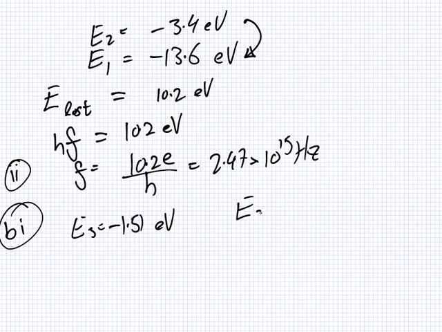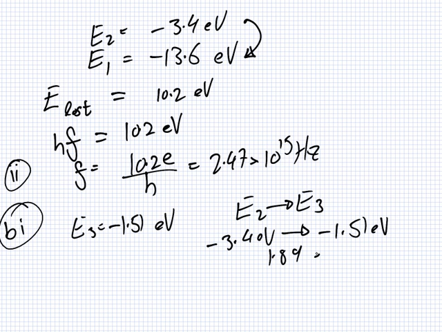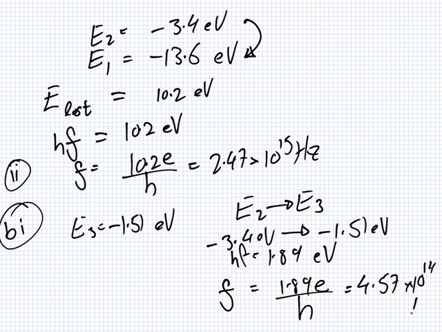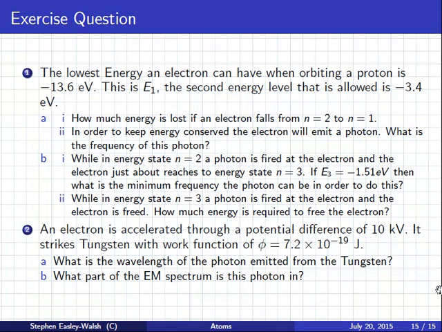Yes, so to go from energy state 2 to 3 means you need to go from minus 3.4 electron volts up to minus 1.5 electron volts. So how much energy is required? 1.89 electron volts. So once again we can have hf is equal to that. So f is equal to 1.89 e over h, which comes out at 4.57 times 10 to the 14 hertz.